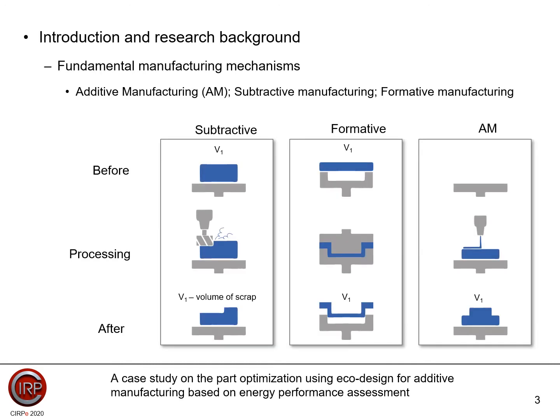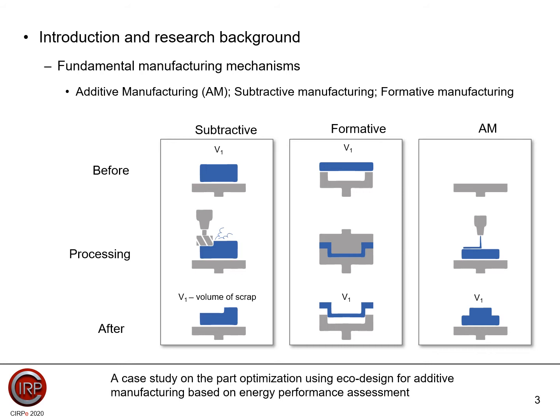Generally, the manufacturing mechanisms can be distinguished between additive, subtractive, and formative manufacturing. In subtractive manufacturing, for example, machining and joining, the volume of the workpiece will be reduced due to the scrap. And during the formative process like molding, the volume of the workpiece before and after the processing will be constant.